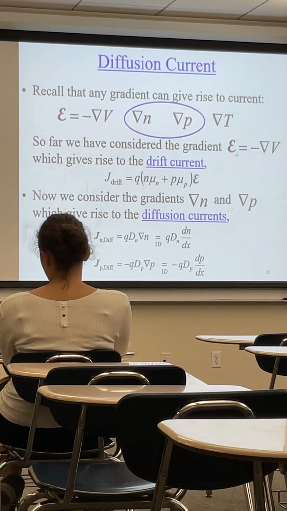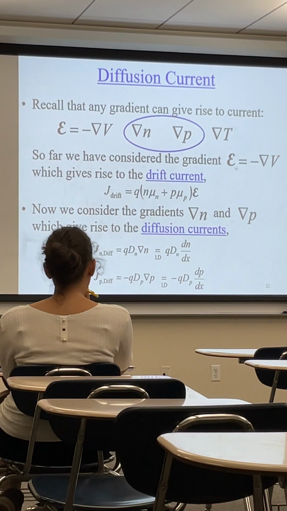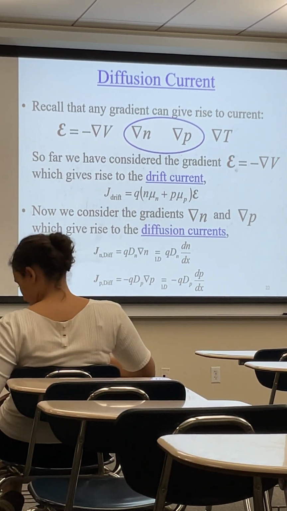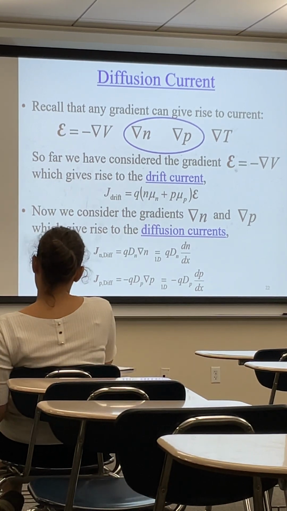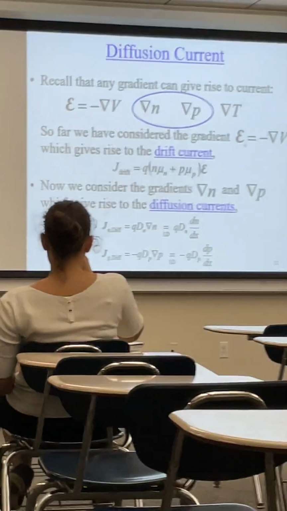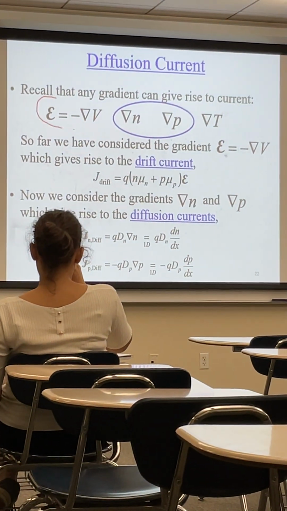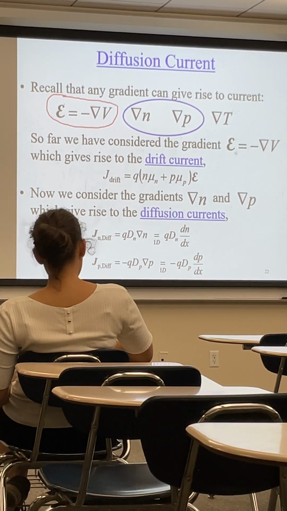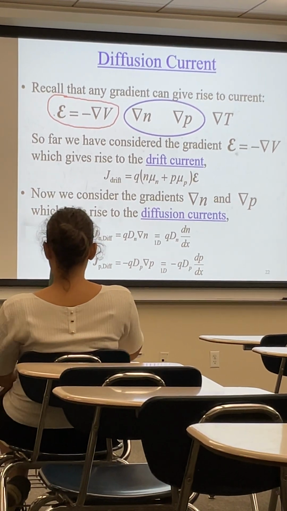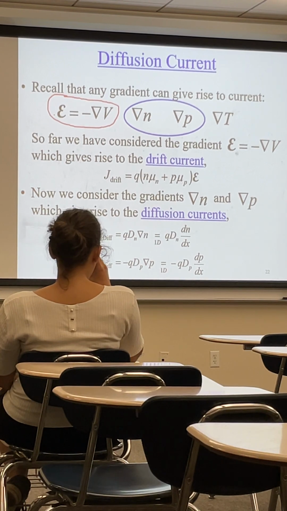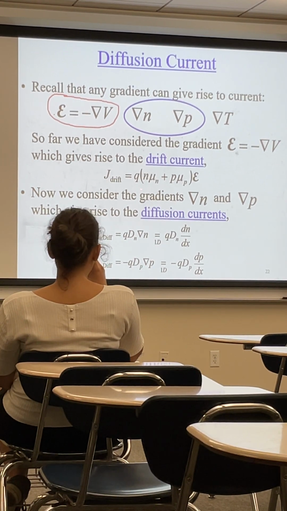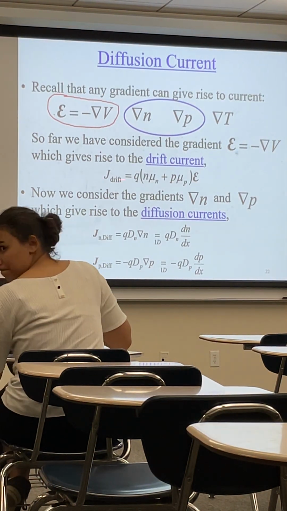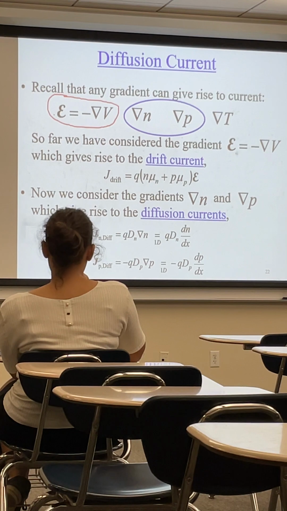Good. So now let's move on to diffusion current. We introduced the drift current, and the drift current is due to the gradient in the electrostatic potential, or the electric field. If we have an electric field applied in the material, then we will have this drift current. And this is the expression for drift current we derived in the last lecture.